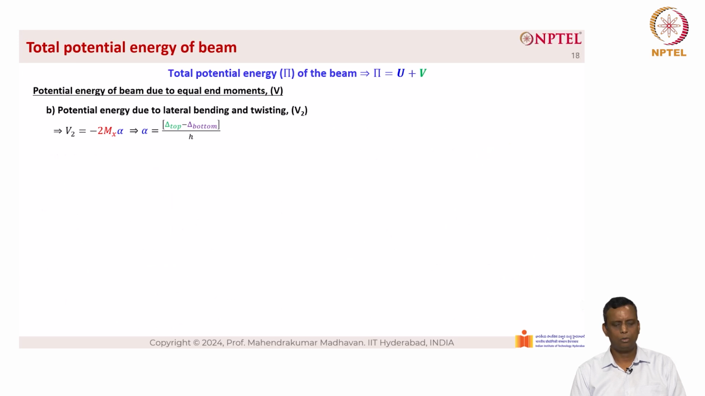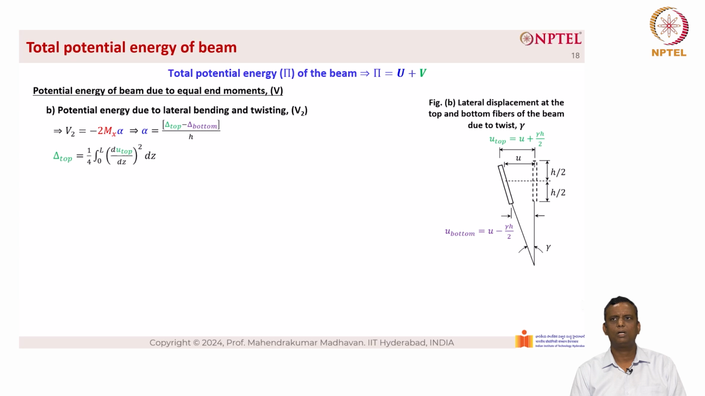Now, how do we find out delta top and delta bottom? So, the delta top and delta bottom is given from the equation on the right hand side. So, u top equal to u plus gamma h by 2 based on geometry. So, substituting u top equal to u plus gamma h by 2 from figure B on the right hand side, we have delta top equal to 1 by 4 into integral 0 to L of (d by dz into (u plus gamma h by 2)) the whole square into dz.